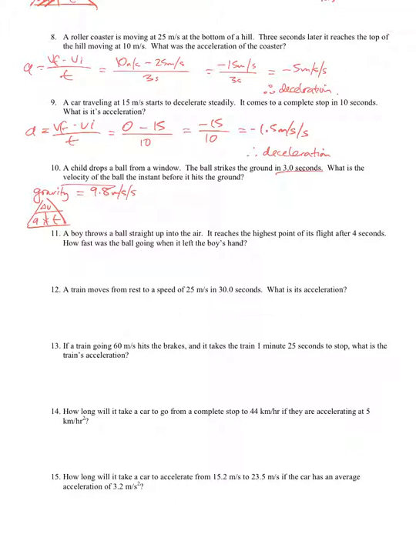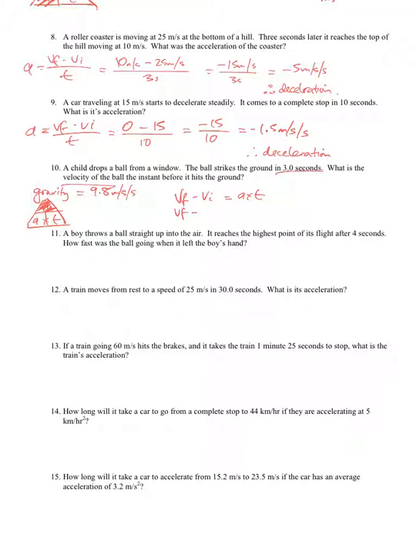Here it's asking what's the velocity of the ball the instant before it hits the ground. So it's actually asking for the final velocity. So if we're looking for velocities at the top, it's going to be acceleration times by the time. And the change in velocity is Vf minus Vi. That is equal to the acceleration times by the time. Vf is what we're looking for.